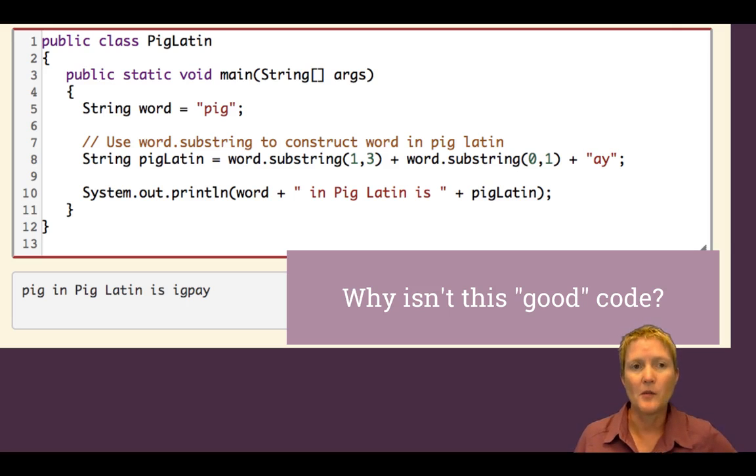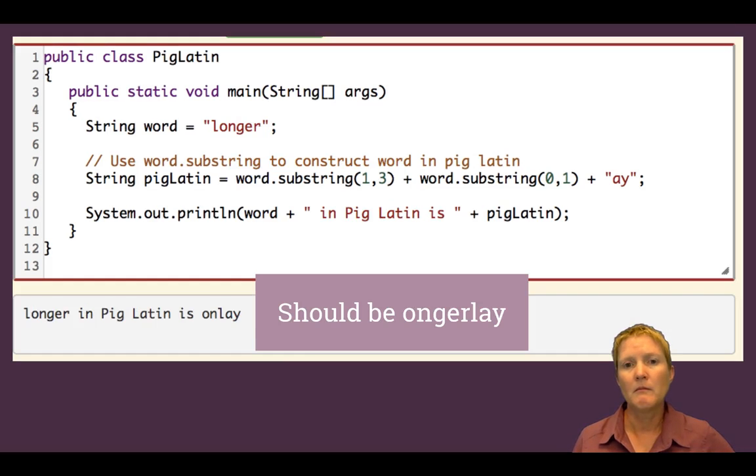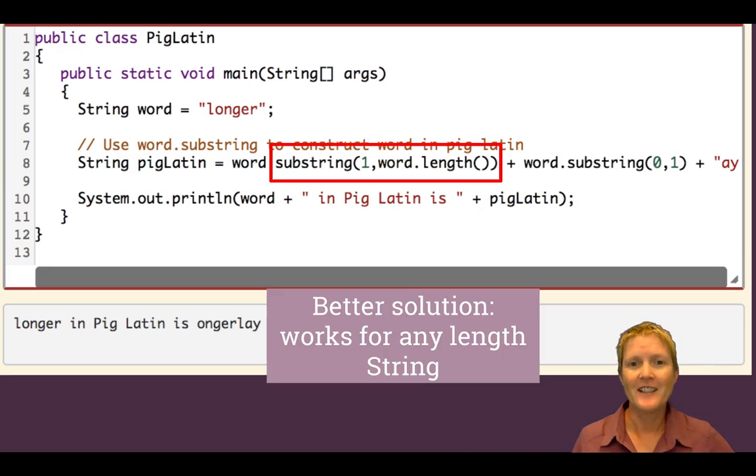Okay, so here's a question for you. So you can walk through that with your students. This is not good code. Why isn't it? I'll give you a minute to think about it. Oh, let me give you a hint. Has to do with that. Another hint. Here's the hint. I changed my word. I didn't make it pig. It's longer, so it should be ongerlay, onger, L-A-Y. But when I run the code, I get onlay. Huh. What?